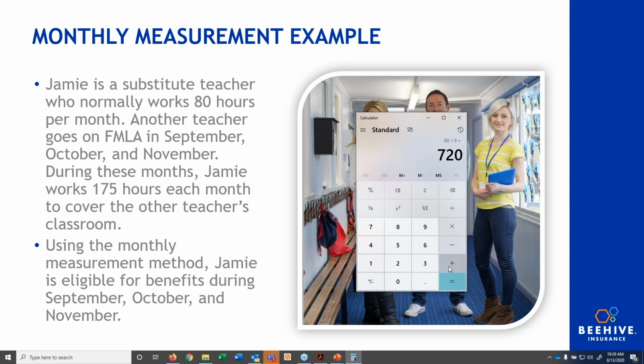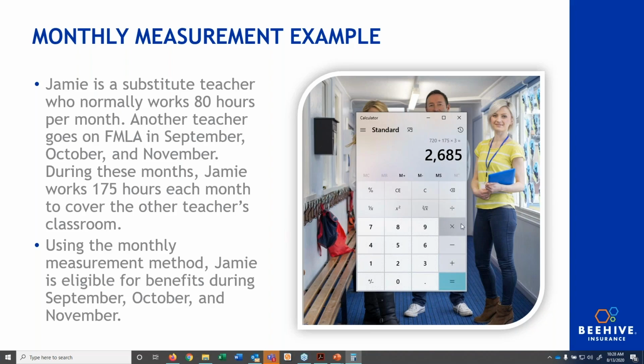And that's 720 plus the 175 hours for 3 months. So using the monthly measurement method, we would have to offer them benefits during those 3 months. But if we were using the look back method, because the employee initially doesn't look or act like a duck, we wouldn't be offering them benefits until the next stability period because they worked.